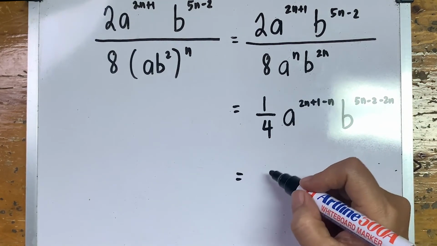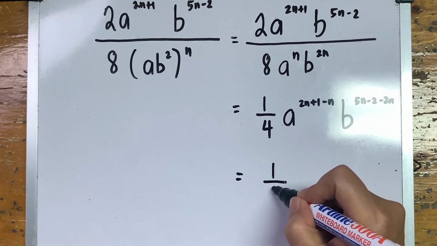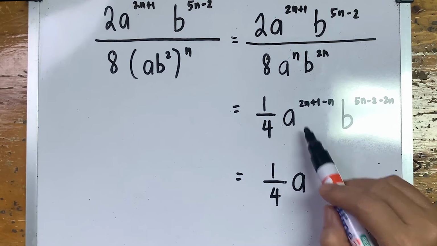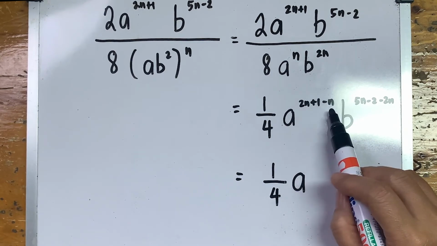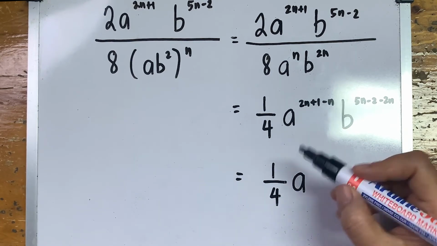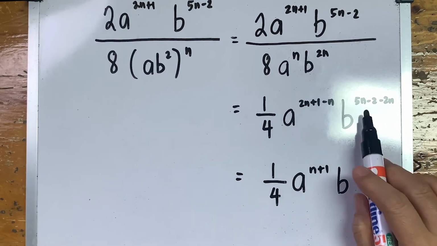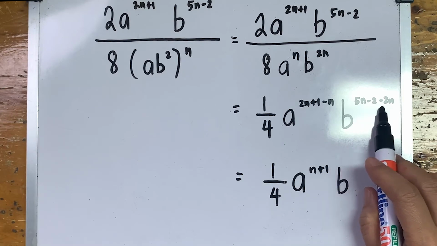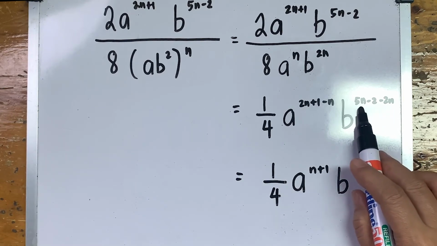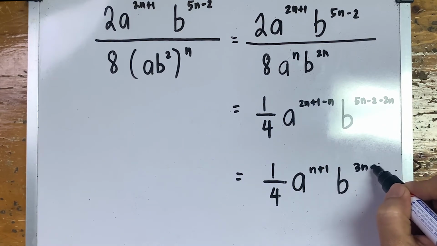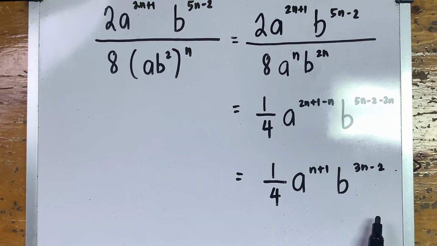All right. So copy the numerical coefficient and then combine like terms. So for a, 2n minus n will simply give us n, then plus 1. For b, we have 5n minus 2n. Combine like terms. This one, 5n minus 2n will give us 3n minus 2. So here is our final answer.